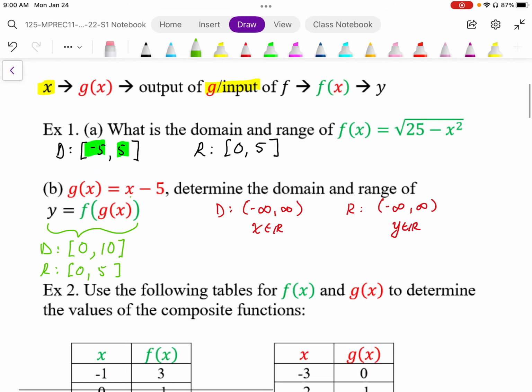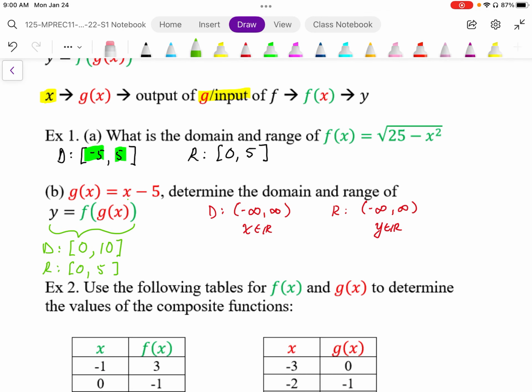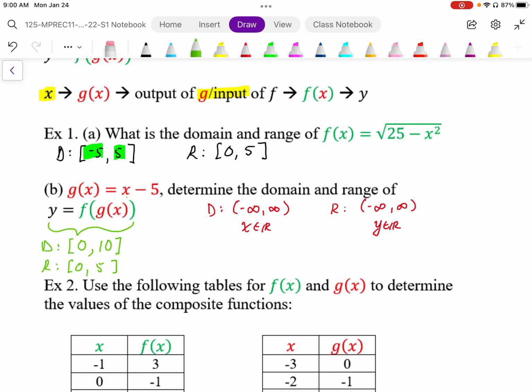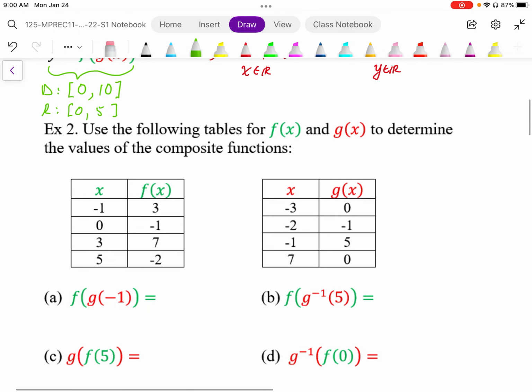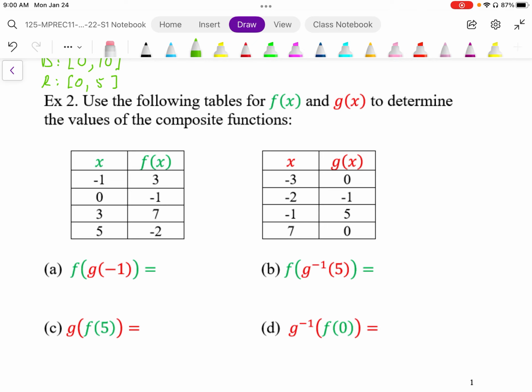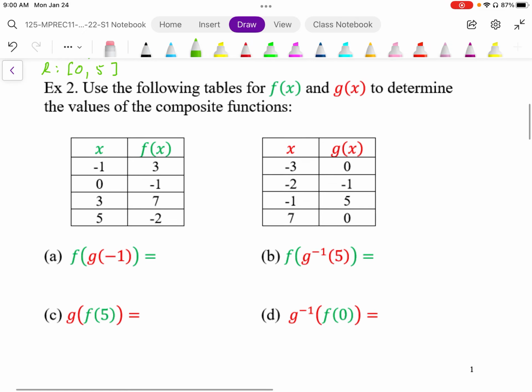So using this flow chart and having to keep track of the inside and outside can be a little bit tricky. There are some points that we have to be aware of. The restricted points of the input of g and also the input of f is what we have to be considerate of. So we also need to use tables to be able to determine the composite functions. We've been given f in a table and g in a table, and we've only been given certain values, so we can only work out certain values of this composite function.